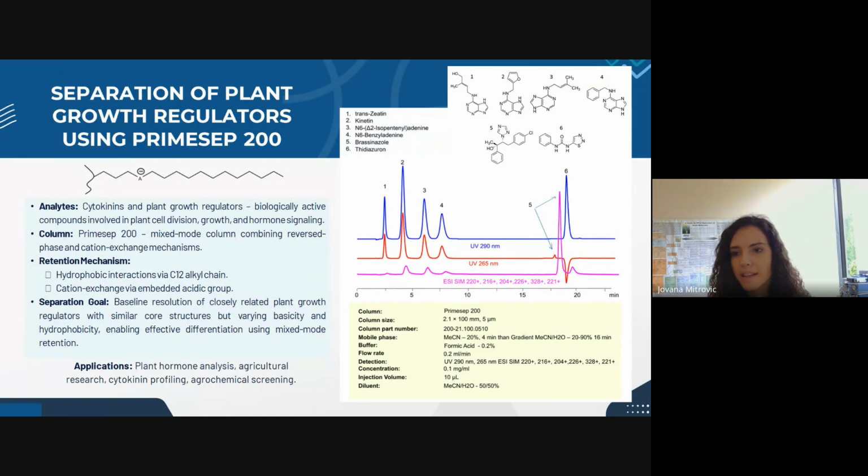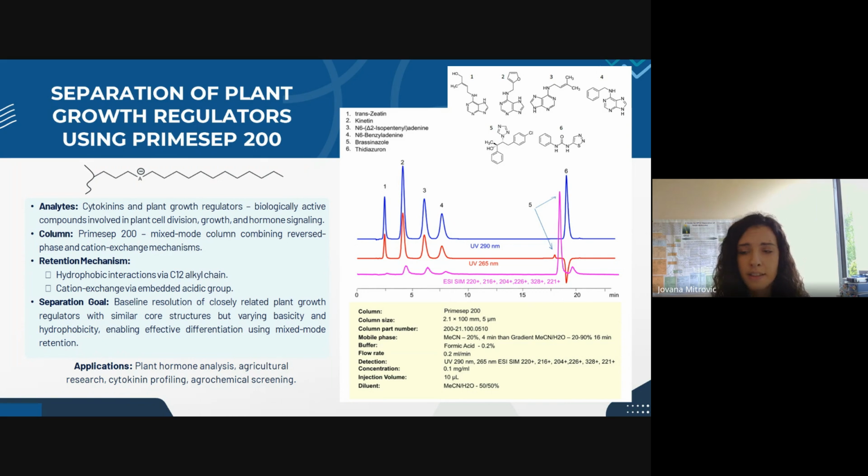So now let's take a look at an application involving several plant growth regulators, including cytokinins and related compounds such as thidiazuron and brassinazole. The four cytokinins, zeatin, kinetin, benzyladenine, and isopentenyladenine, share a purine ring structure with slight modification in the side chain. This structural similarity makes them challenging to separate using traditional methods.